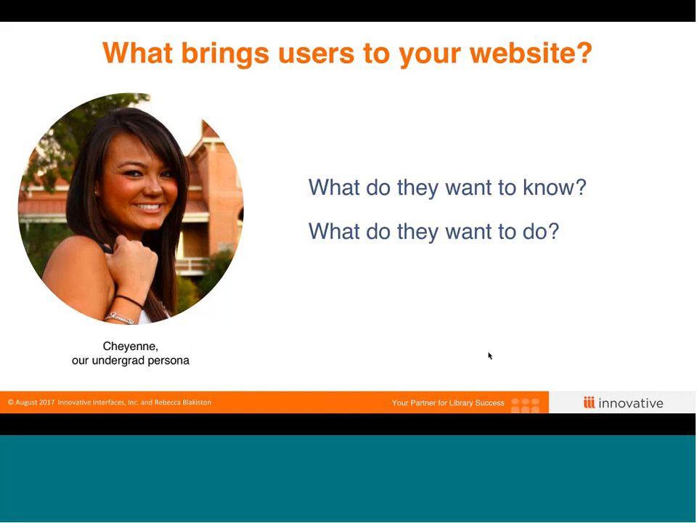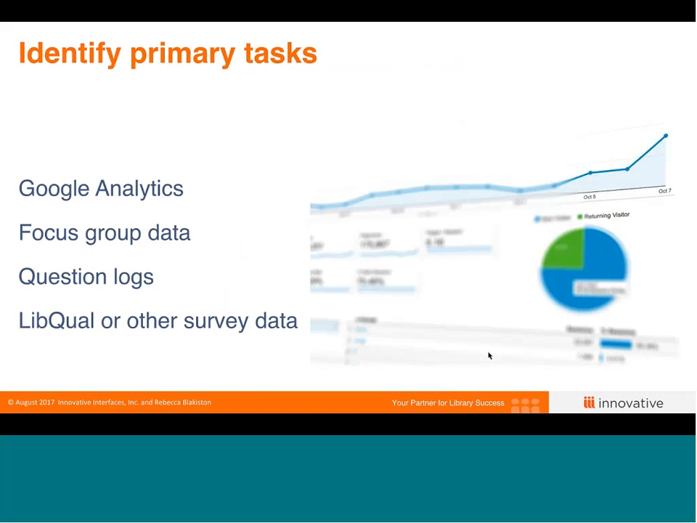So thinking about those primary tasks, and we talked a little bit last time about how you go about getting that sort of information through analytics and other data, and defining those things to help focus on what are the users' most important goals that they have in order to then frame your usability test. So in order to identify those primary tasks, you can look at Google Analytics if you have an analytics tool of some sort. Focus group data is another great place to go if you have some of that going on in your library already, or you can conduct some.